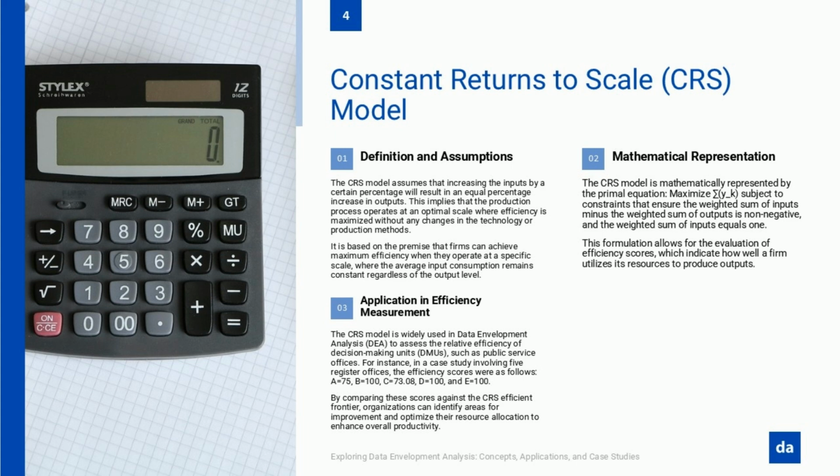That's where the constant returns to scale, CRS model comes in. This is the system that tells us whether an organization is truly operating at full potential or if it's just throwing more money, people, and resources at problems instead of fixing them. Let's break it down. CRS assumes that when you double your inputs, whether it's money, staff, or production capacity, you should double your outputs. Simple, right?